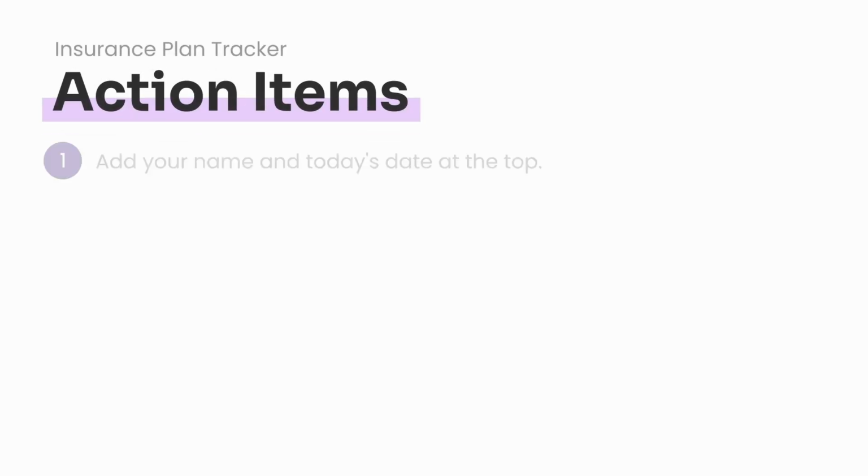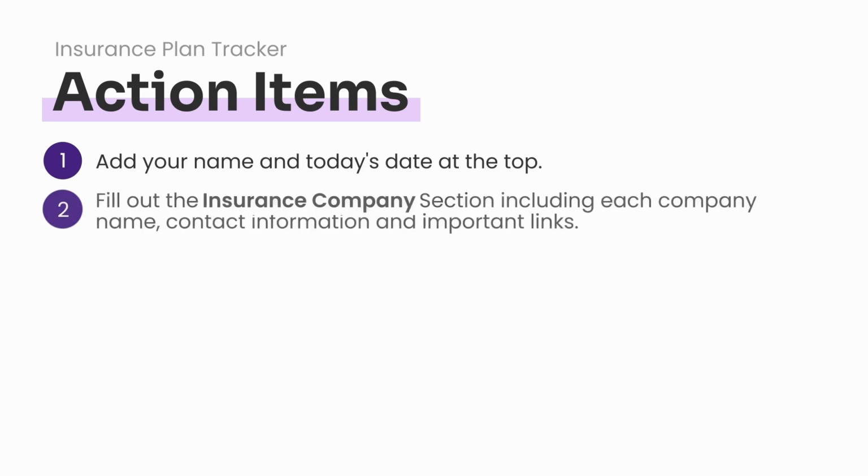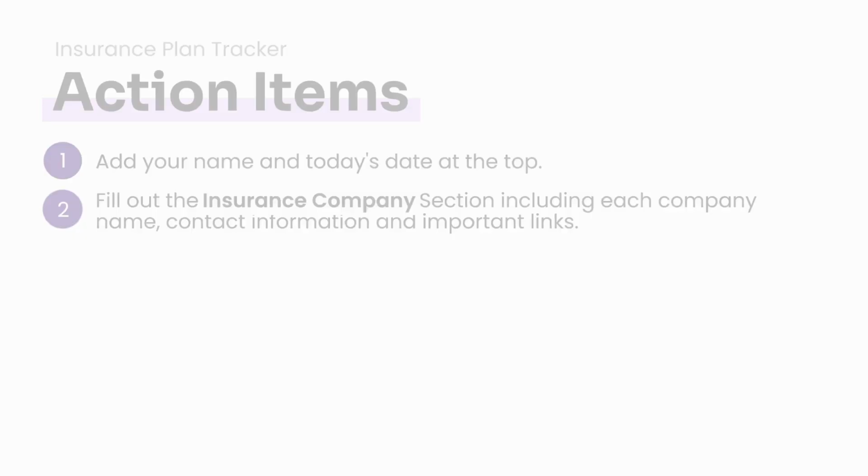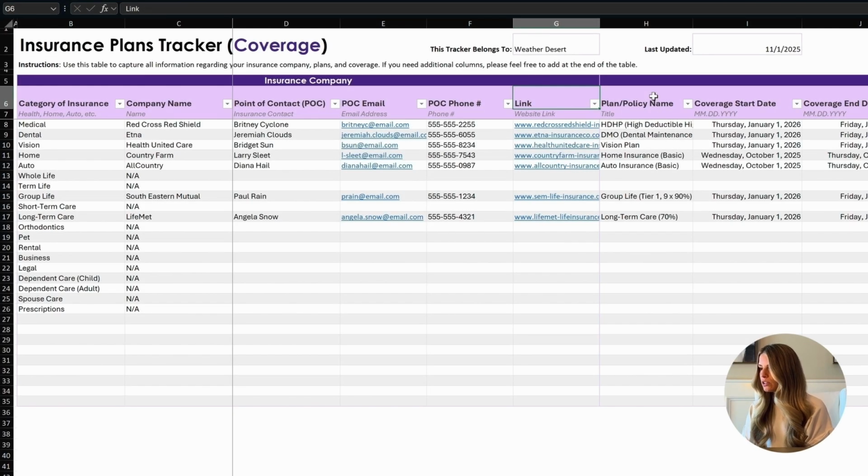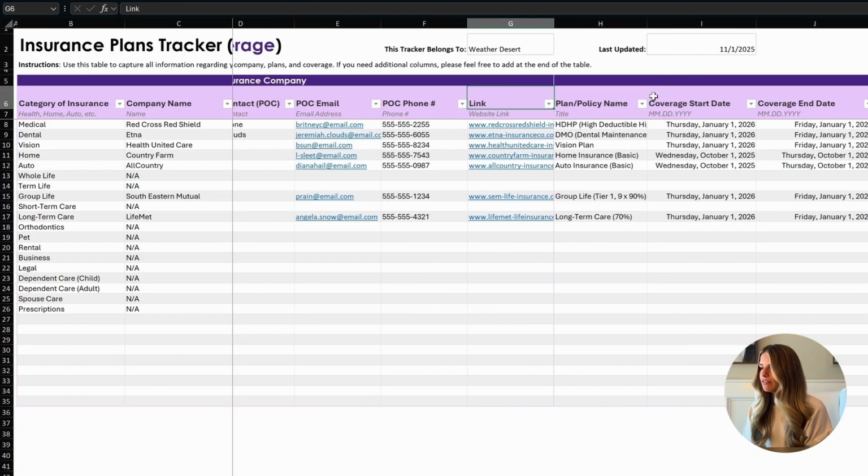Your first batch of action items is to add your name and today's date at the top of the sheet. Fill out the insurance company section, including each company name, contact information, and important links. All right, so let's scroll over to the right a little bit more to the plan information section.